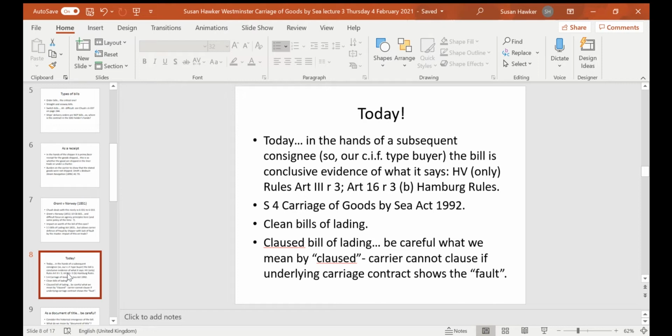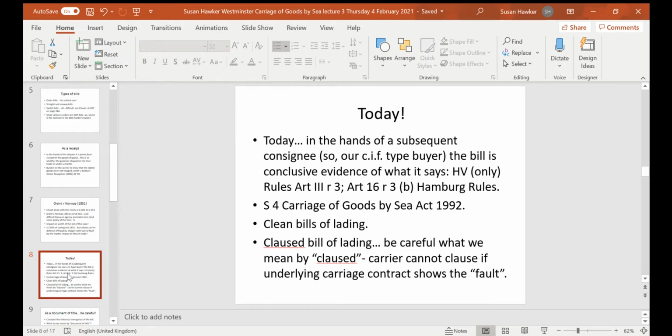So the rule is, if the carrier is unhappy that the goods are in accordance with the contract of carriage, which of course then has to be in accordance with the contract of sale. So our seller has to make sure that the goods are detailed in the contract of sale, and then he has to have these goods detailed in the contract of carriage, because the bill of lading has to match the requirements of the contract of carriage.